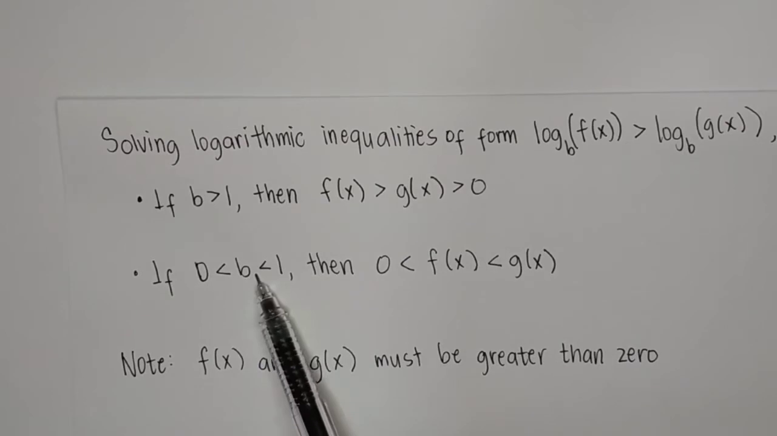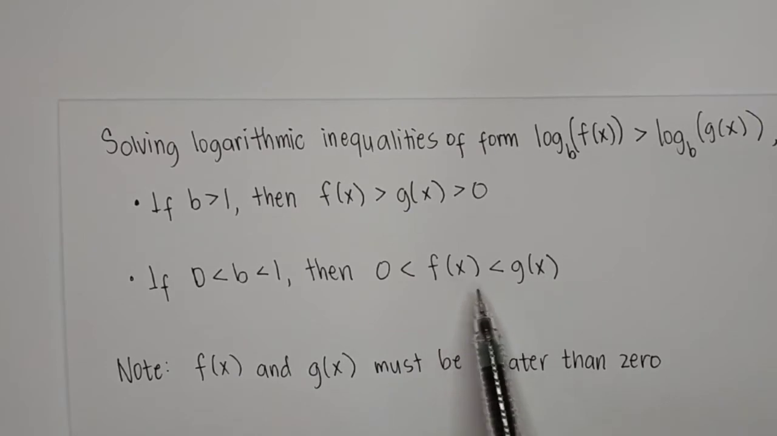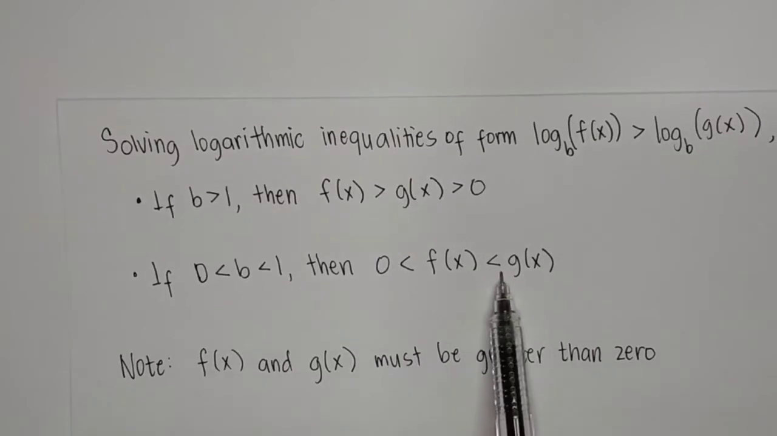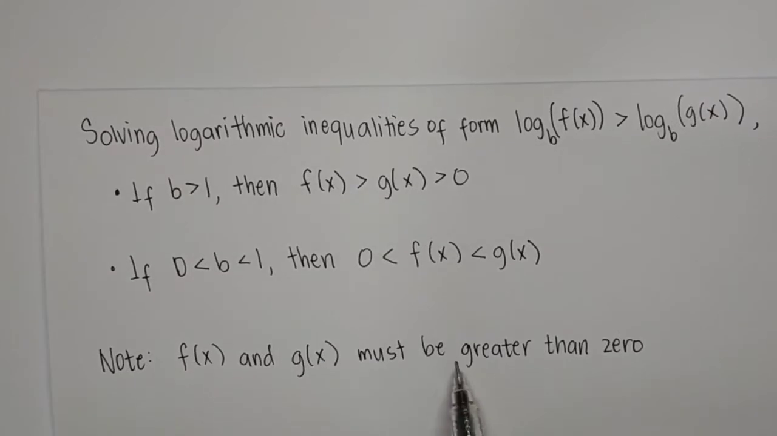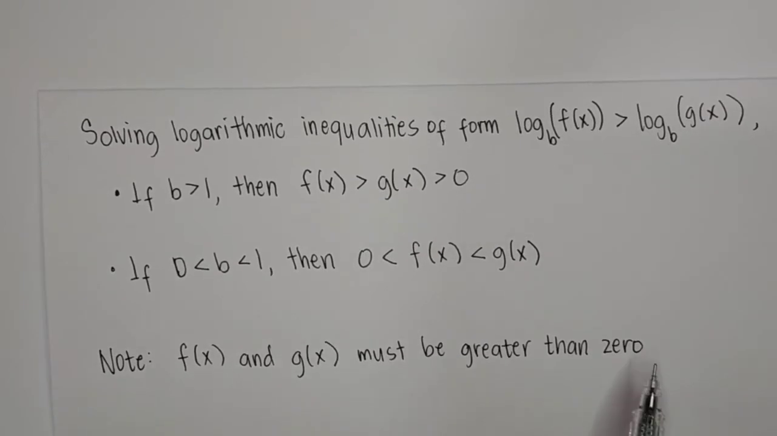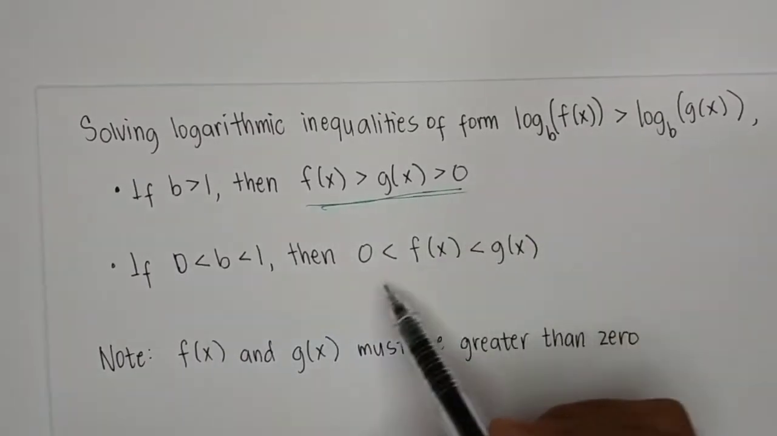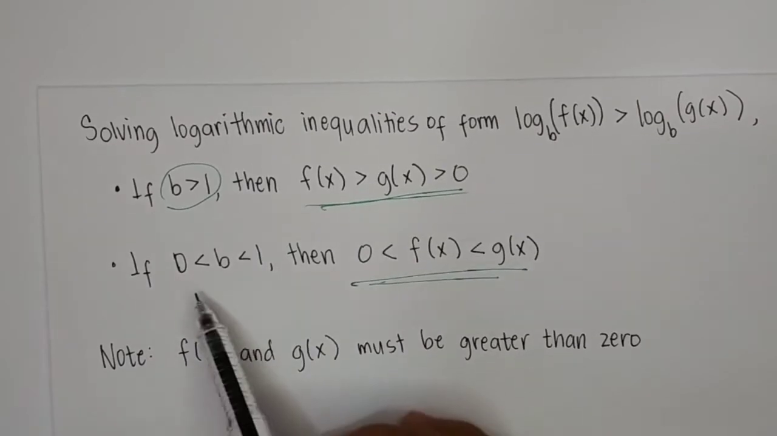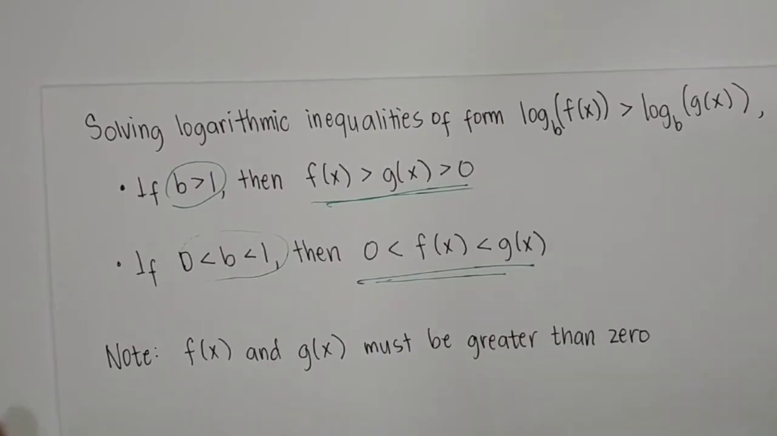However, if b is greater than 0 but less than 1, then that will be written as g of x is greater than f of x, or f of x is greater than 0 but less than g of x. Note that f of x and g of x must be greater than 0. This is what we need to remember. Again, if b is greater than 1, we use greater than throughout. If b is in between, we will have a less than. Okay, let's have example number 1.